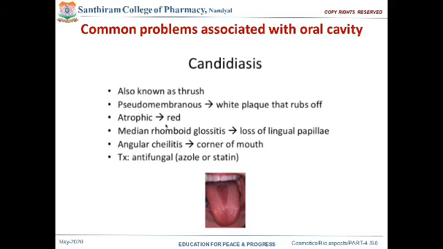Atrophic candidiasis is red, and this can often be the result of a poorly fitting denture or a denture that's not being cleaned regularly. Median rhomboid glossitis is loss of lingual papillae, and that's what this picture is showing down here. It's sort of like this bald, flat spot on the tongue. And angular cheilitis is infection, inflammation in the corners of the mouth. And treatment would be, and now we're talking about fungi and antifungal, like an azole, like fluconazole, or a statin like nystatin.